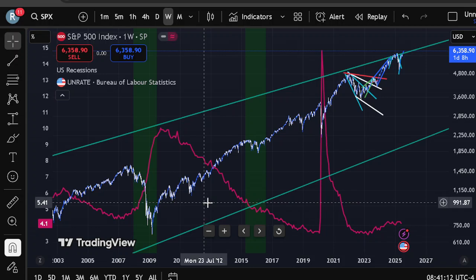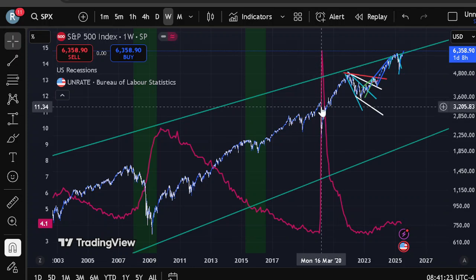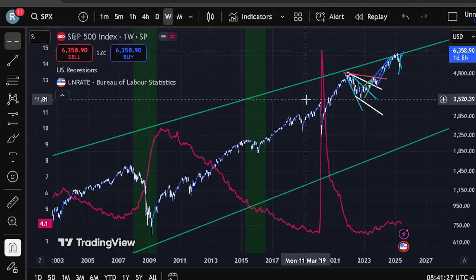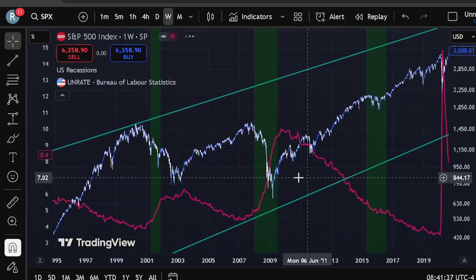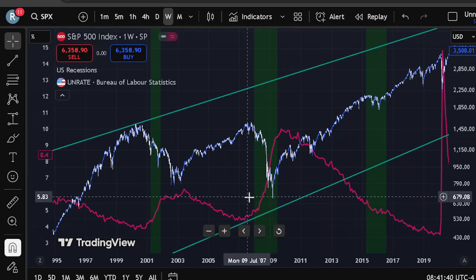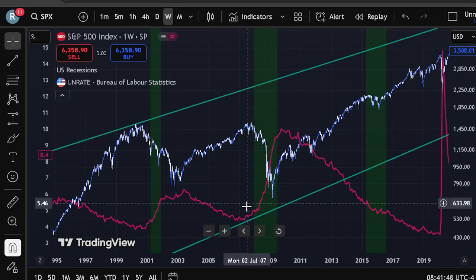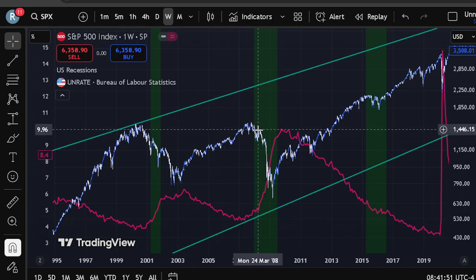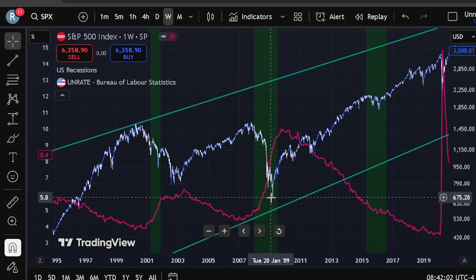You can see that in 2020, when the unemployment rate went parabolic, S&P 500 dropped from 3,500 to 2,300, and before that, in the financial crisis, when it started to go parabolic, the unemployment rate from 4% to almost 10%, the S&P 500 dropped from 1,500 to just 600.